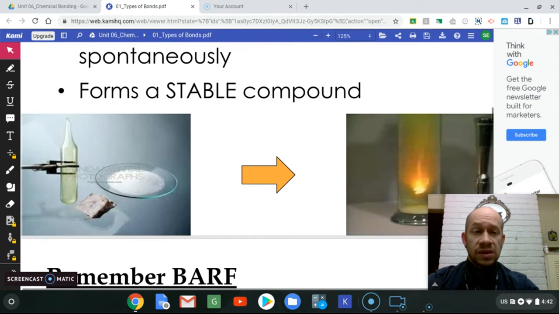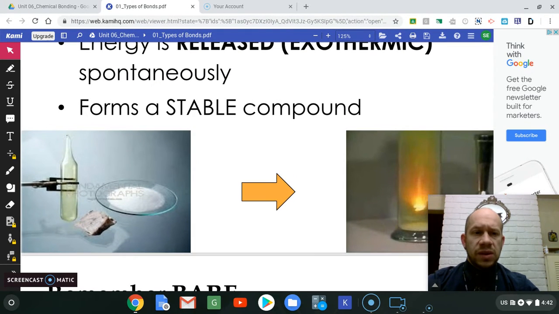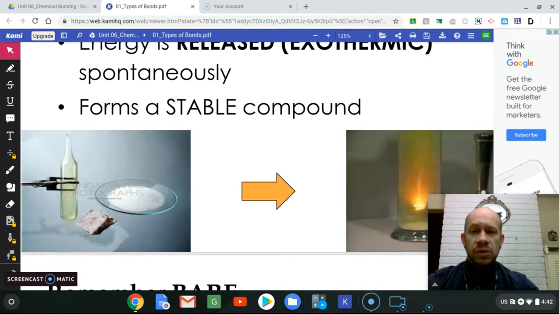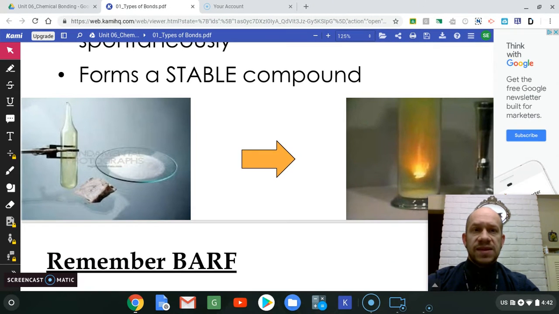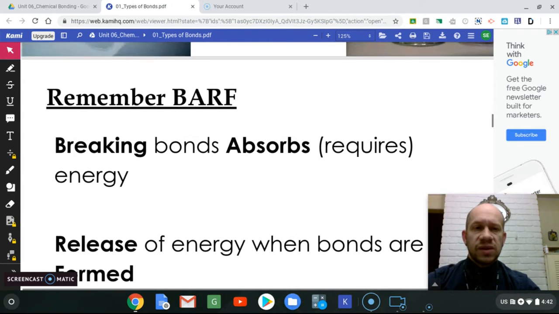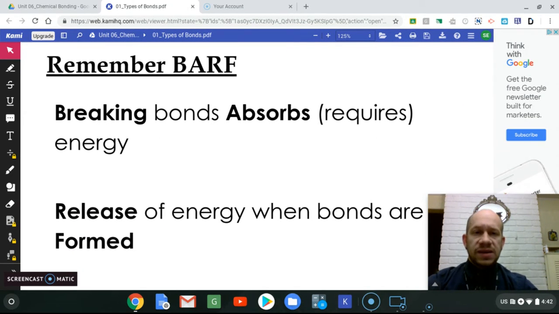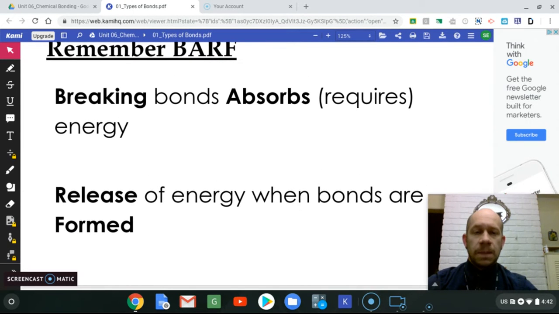For example, like we saw in our video, when we add sodium metal and chlorine gas, we produce sodium chloride. The two together make a stable compound. The way you're going to remember these two differences is BARF. Breaking bonds absorbs, which requires energy, and the release of energy when bonds are formed. So breaking bonds absorbs, the B and the A, and the release of energy when bonds are formed.